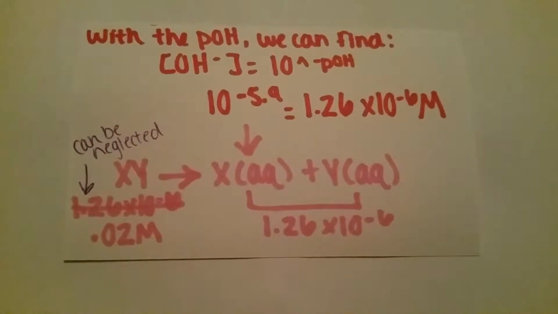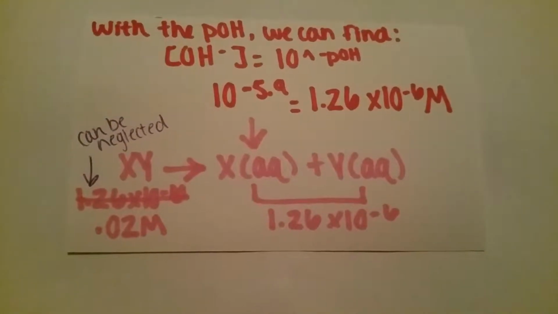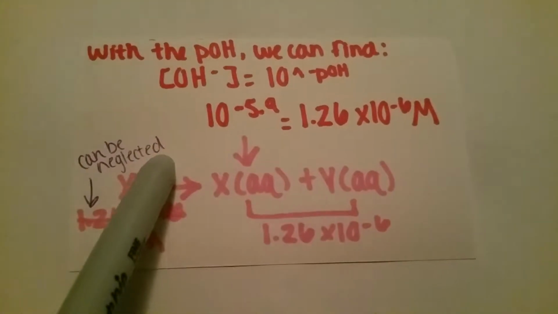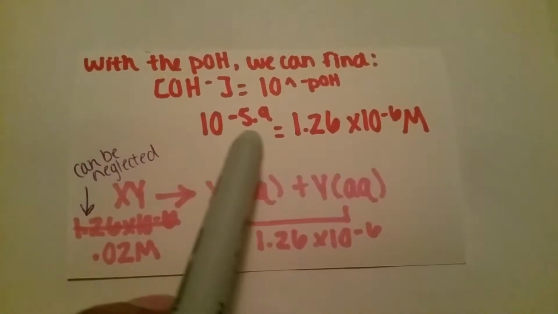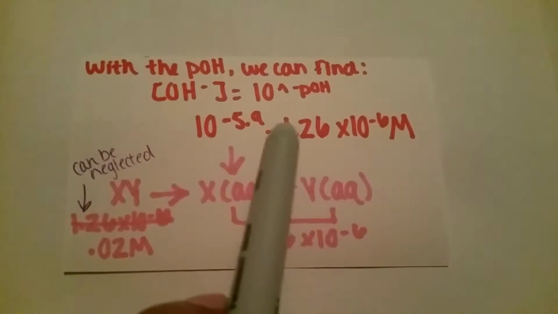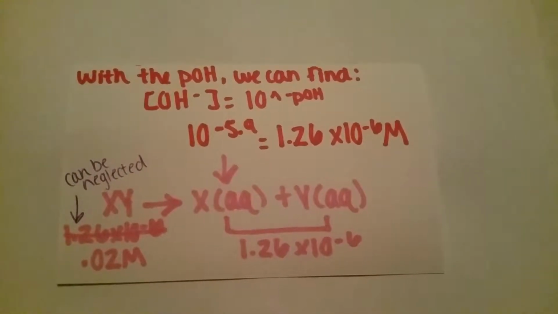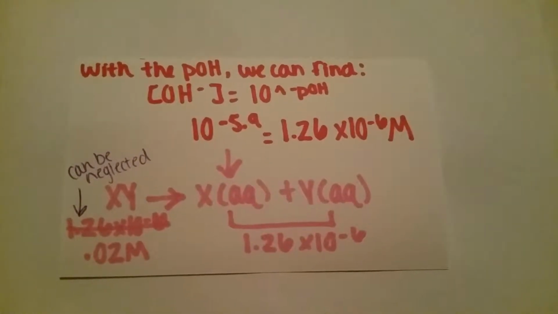Now that we have solved for our pOH, we can use that value to find our molar concentration. Therefore, we would use 10 raised to the negative pOH, which in this case is 5.9, would give us a molar concentration of 1.26 times 10 to the negative 6. So now we have two concentrations. This is very beneficial for our problem.